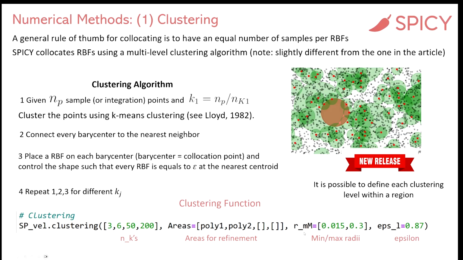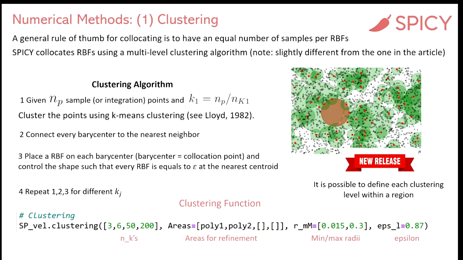The third input is a vector with two numbers, which defines the minimum and the maximum radius that are going to be tolerated. This is really like a sort of safety measure in case something goes wrong and you can have too big radiuses or too small radiuses. This will act as caps, as clips. Things larger than 0.3 in this case will be capped to 0.3, and bases smaller than 0.15 will be capped to 0.15. And the last is the epsilon parameter, which I told you.